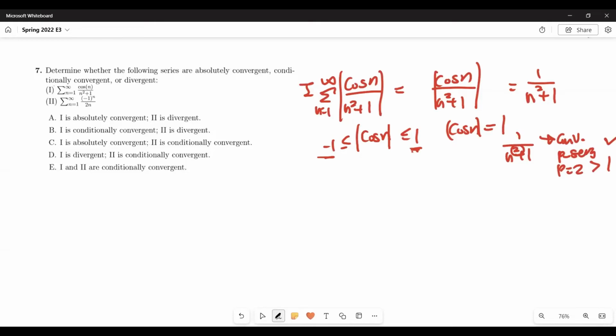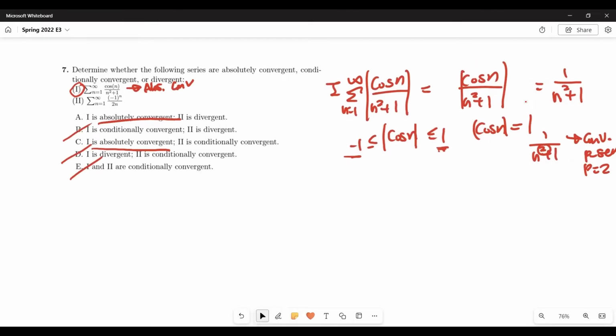So 1 is not right, 1 is absolutely converging. That means it's going to be either A or C, not D, B, D, E. Okay, we have that. Now let's check 2.